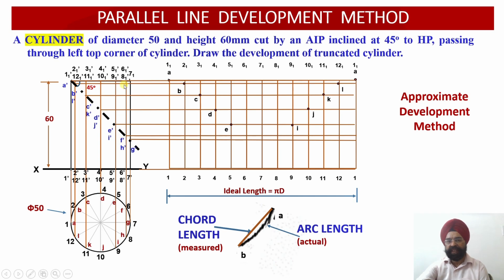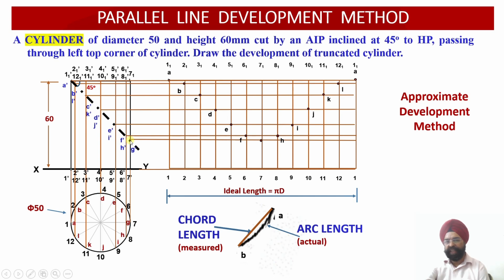Next, here my sixth projector is there, the vertical edge projector or the generator, at which my cutting plane is cutting this generator at F dash and H dash. So let me look at this in the top view. F will lie on the vertical generator of 6 and 6 1, and H will lie on the vertical generator of 8 and 8 1. So from this locus I draw the horizontal line and work out where 6 and 6 1 lie and where 8 and 8 1 lie. So where 6 lies I locate F, and where 8 and 8 1 lie I locate H over here.